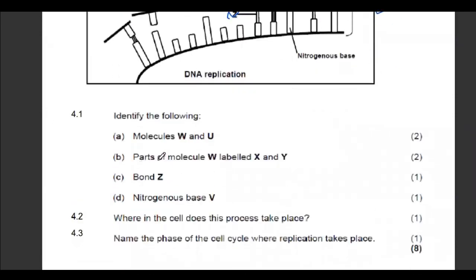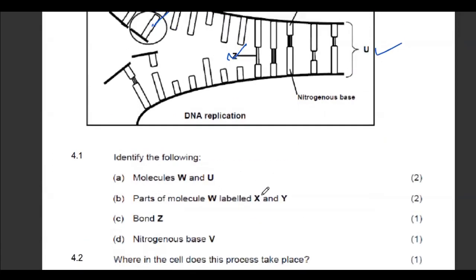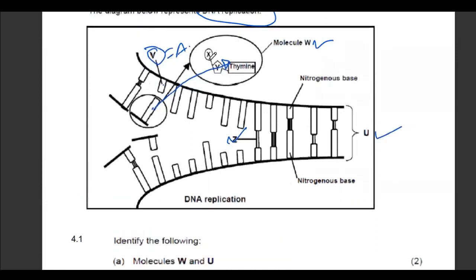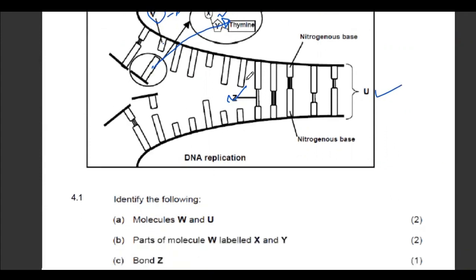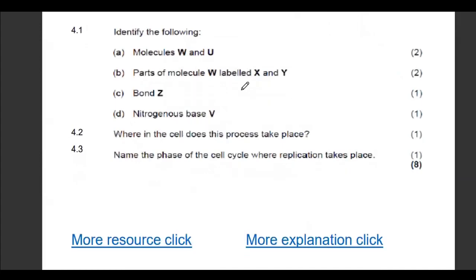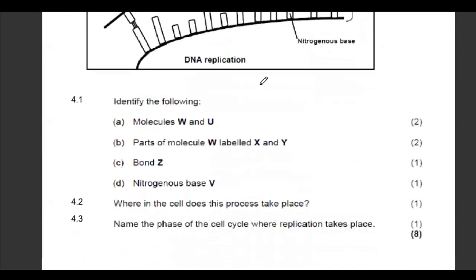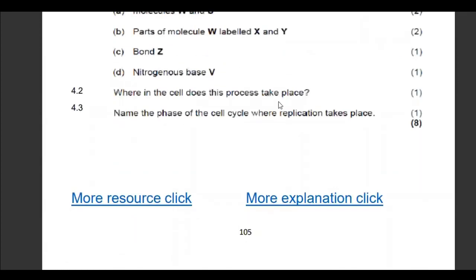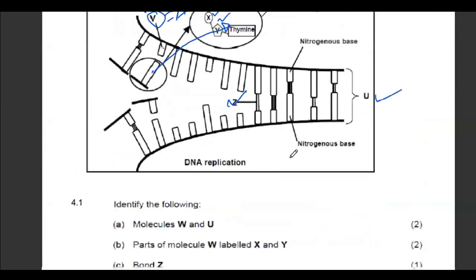And then they are saying name the parts of molecule W: X and Y. X is the phosphate group, correct. And then Y is deoxyribose sugar. Why don't I say sugar? You have to be specific because this is DNA, so it is deoxyribose sugar. Where in the cell does this process take place? We have answered this question, this process occurs in the nucleus. And then they're saying name the phase of the cell cycle where replication takes place. We have already answered it, and it is interphase.